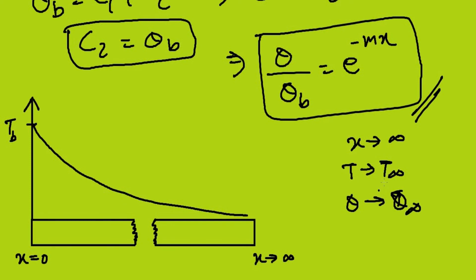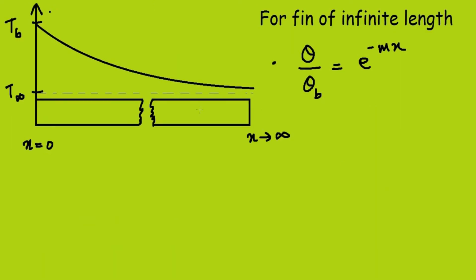So this was the boundary condition. As x tends to infinity, it will reach towards T infinity. So this will be T infinity. It will reach towards T infinity as x tends to infinity, that is, the length of the fin tends to infinity. So this is what we have derived up till now. We have derived the temperature profile, theta by theta b equals e power minus mx. This is for a fin of infinite length.